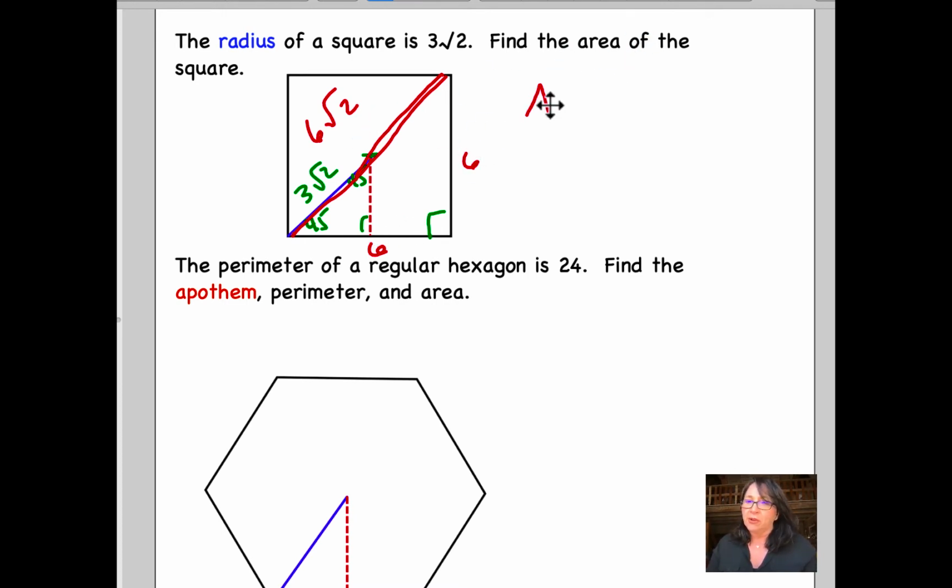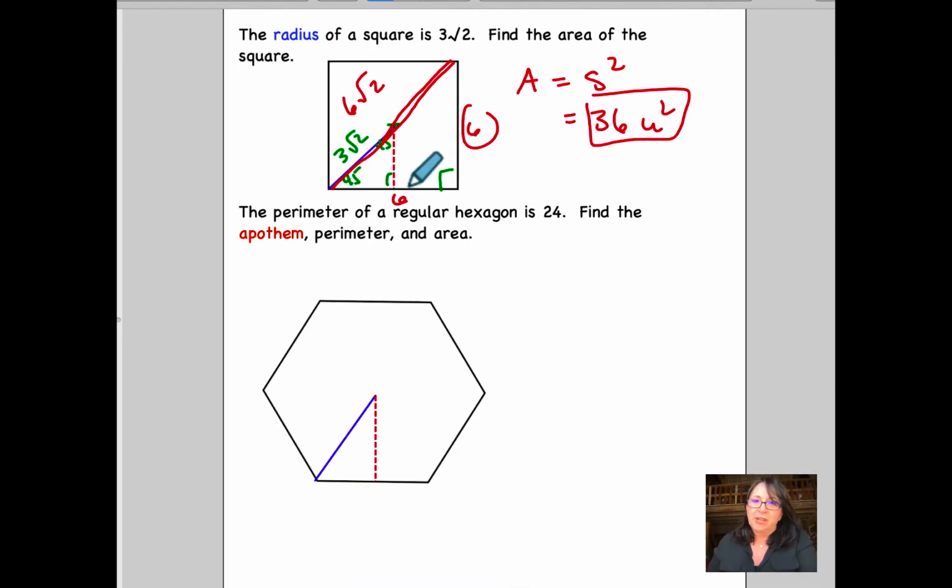So if I want, and don't forget to find the area, because a lot of times you get a side length and you're like, woohoo, do the happy dance. And then, wait, did you answer the question? The question says find the area of the square, which is side squared. So the area of this square is going to be 36 and then unit squared.